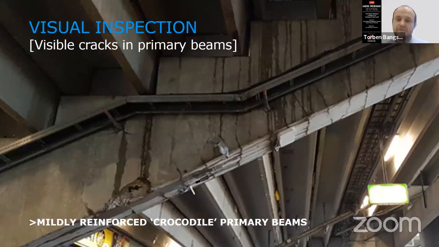Over the 25 years of use, it was clear that the structure had taken some damage. It can't be said if it's from the jumping, but at least there was severe cracking in the primary beam supporting the terrace elements. You have the terrace elements up here, and then you have the crocodile beams or staircase beams with a lot of cracks. That's a mightily reinforced structure.